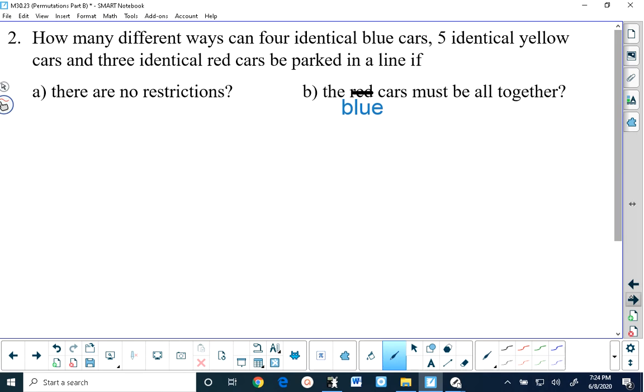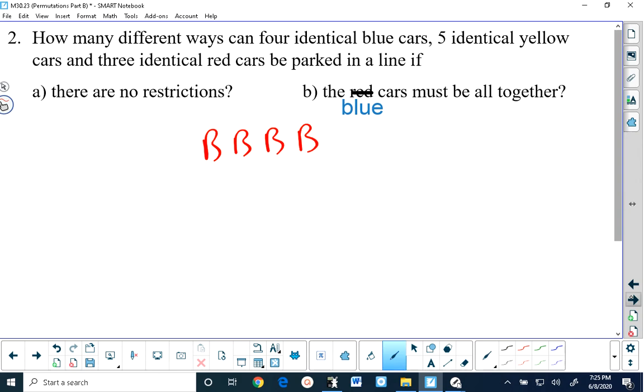We have 4 blue cars. So what I'm going to do is write the blue cars by saying BB, BB. They're identical, so I'm going to treat these like the letters B. If I take 2 of the blue cars and switch their positions in a parking lot, I haven't created a new arrangement. So these are identical items.